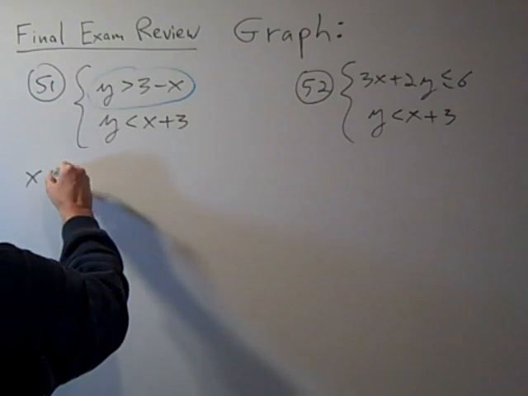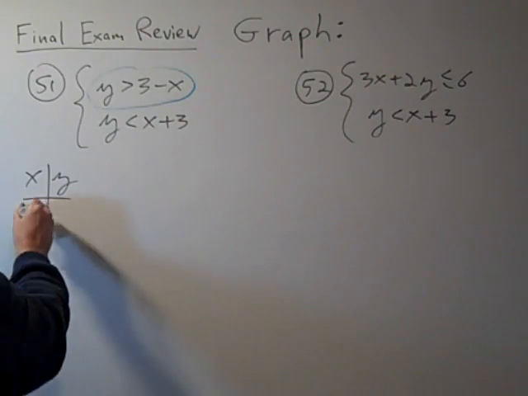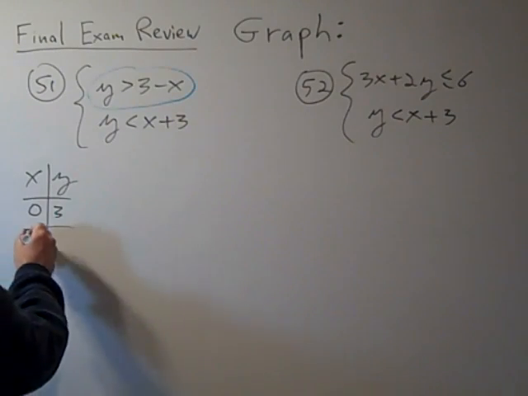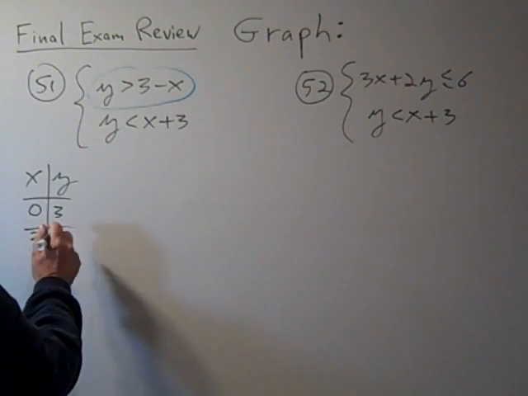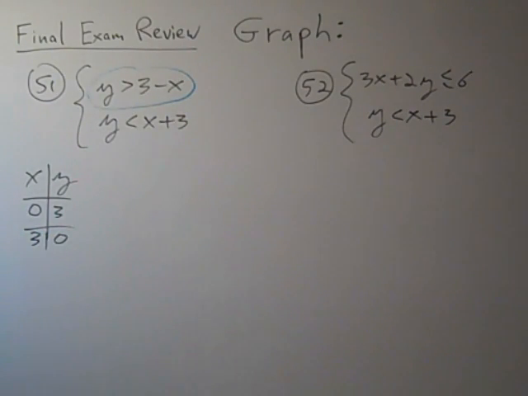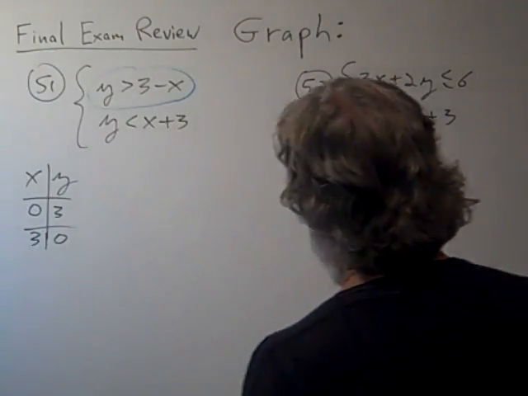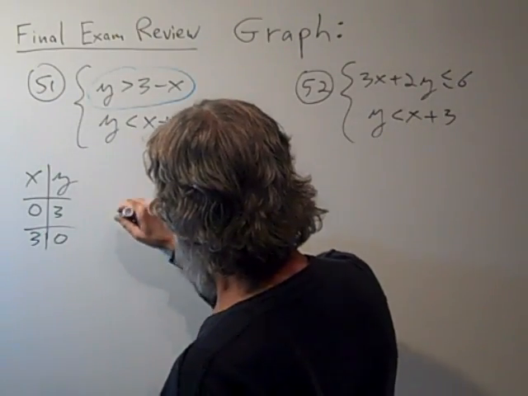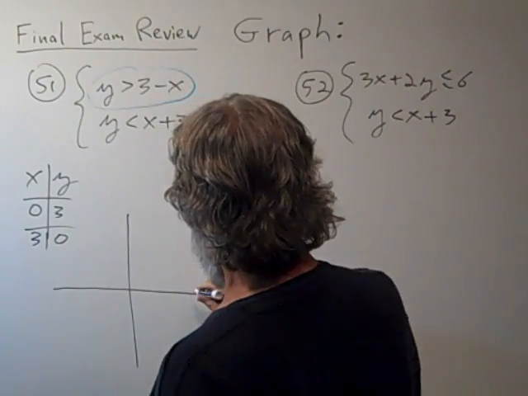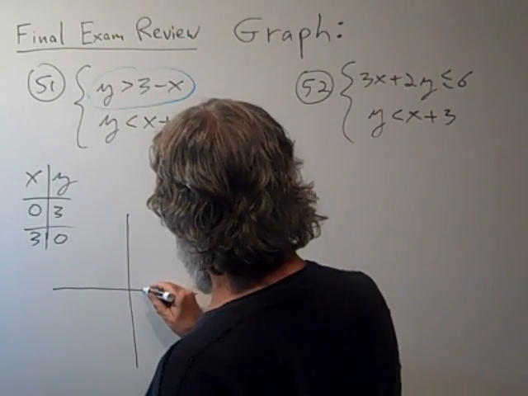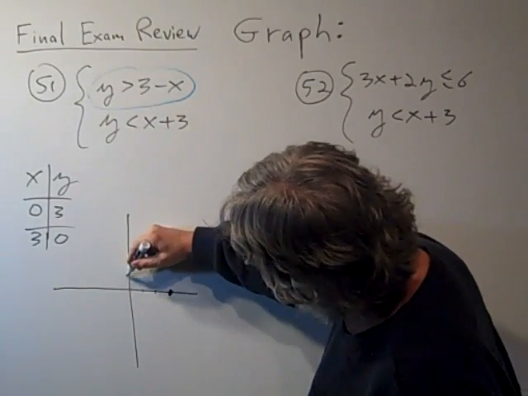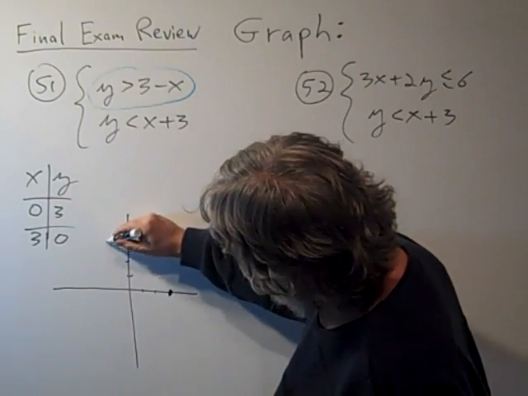So let's just find a couple of quick points. If x is 0, then y is 3. And if x is 3, then y is 0 for that first. So there's the 2 points on that. And let's graph it. The x-intercept is 3 and the y-intercept is at 3.